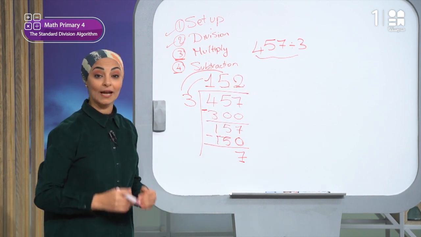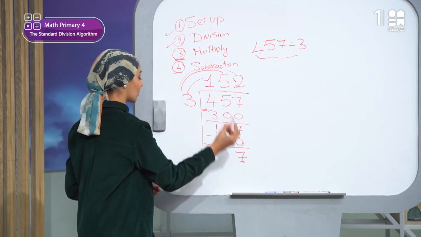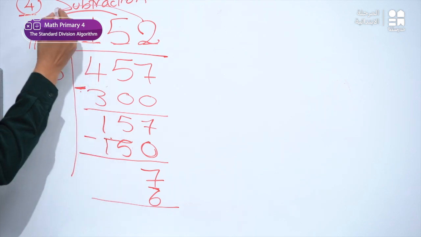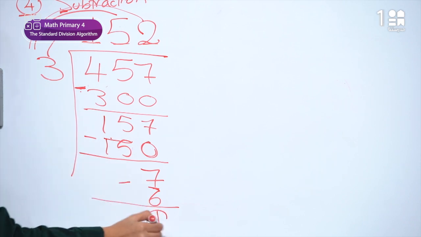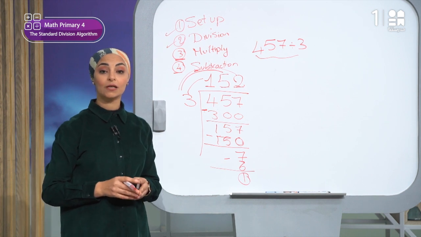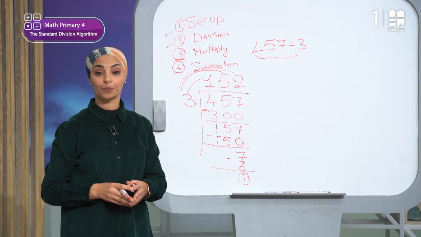I will move to the next step, which is multiplication. I will multiply 2 by 3 to give me 6. And then what should I do? Of course, I will subtract. I will do subtraction, the last step. 7 minus 6 equals what? Equals 1. Okay, and now as you see here, this is the remainder. Here I have the remainder 1.